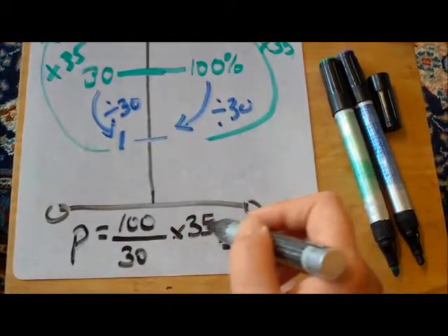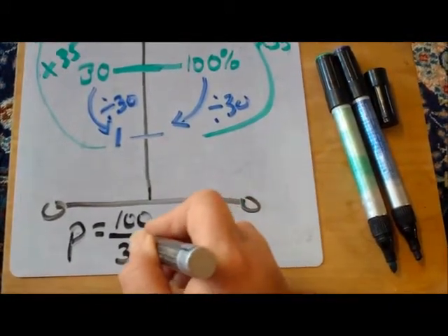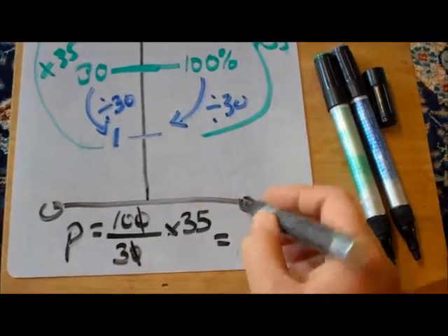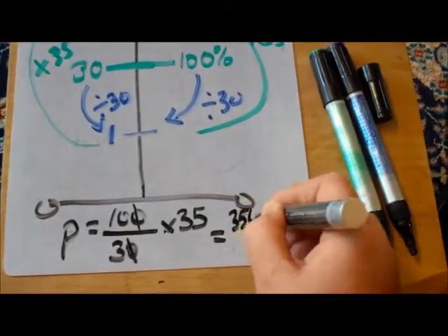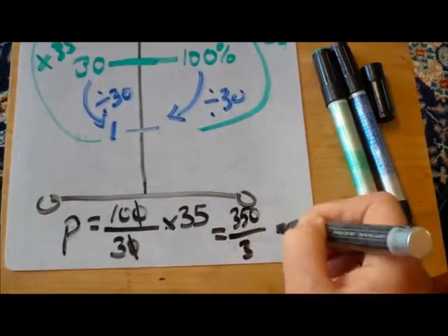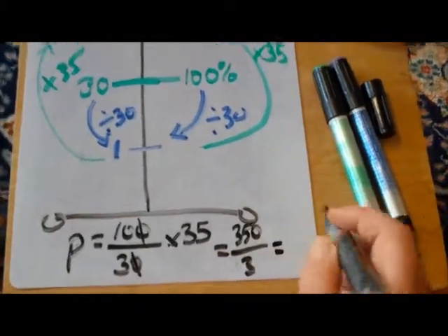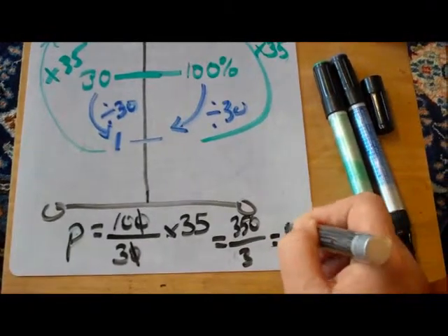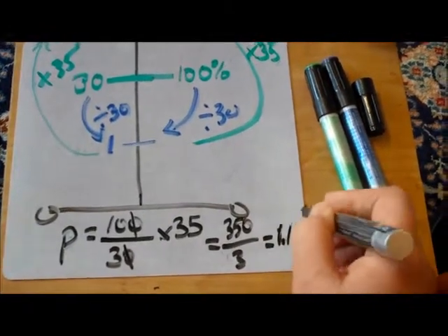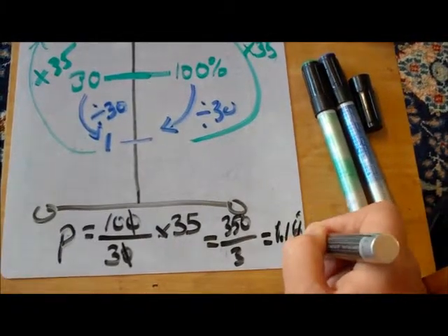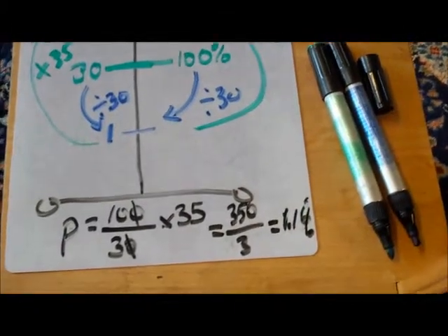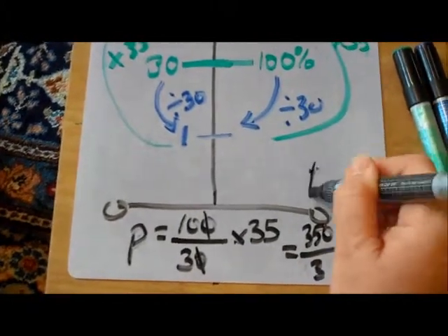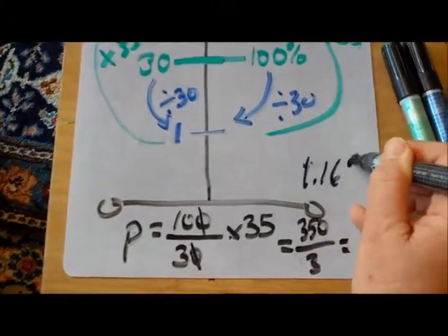It's actually, let's cancel some numbers. That can cancel with that. So I've got 10 times 35, which is 350, divided by 3. And if you used your calculator, I think that works out to be 1.16. So see how it's bigger than 1? So that's the percent. Oh, hang on, I'll write that a bit better. 1.16%.